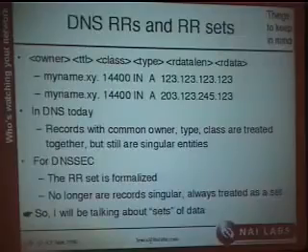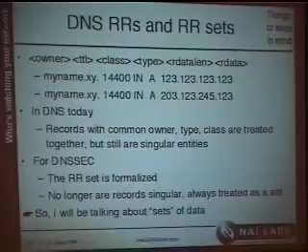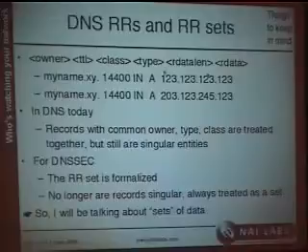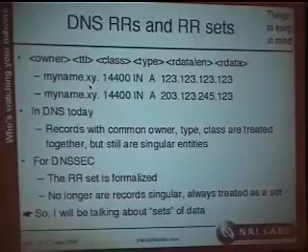DNS resource records are the fundamental unit of information. Up until DNSSEC, they could each exist individually. DNSSEC is formalizing the idea that they all travel together. For example, in this I have a name, myname.xy. All of its A records together are considered to be now a unit, a set of data.